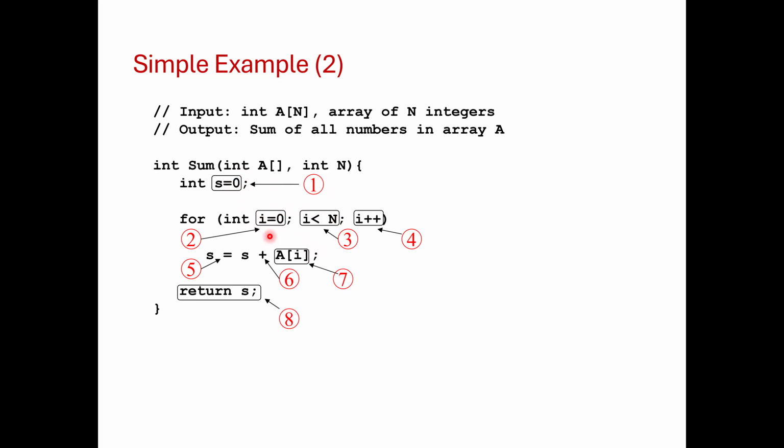It is the initial state. It's the starting point of the loop, right? We're only going to start once. So operation 2 will also be counted once. So 1 and 2 will be executed once.